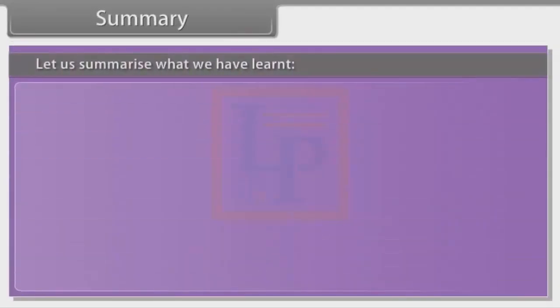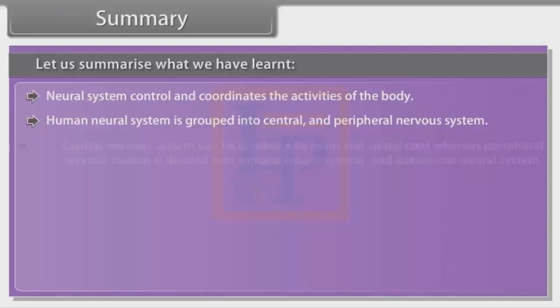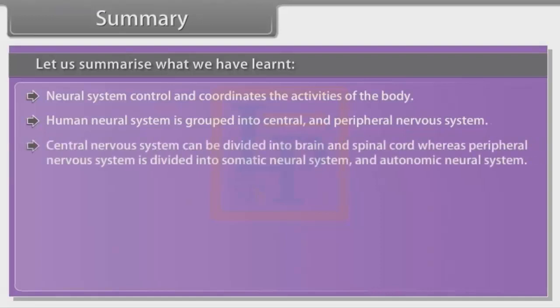Summary. Let us summarize what we have learnt. The neural system controls and coordinates the activities of the body. The human neural system is grouped into central and peripheral nervous systems. The central nervous system can be divided into brain and spinal cord, whereas the peripheral nervous system is divided into somatic neural system and autonomic neural system.